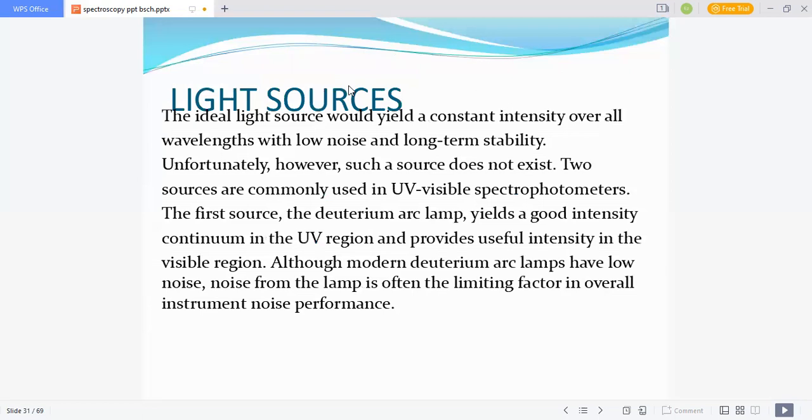Move to next slide. Light source. The ideal light source would yield a constant intensity over all wavelengths with low noise and long term stability. Unfortunately, however, such a source does not exist. Two sources are commonly used in visible spectrophotometers. The first source, the xenon arc lamp, yields a good intensity continuum in the UV region and provides useful intensity in the visible region. Also, modern xenon arc lamps have low noise. Noise from the lamp is often the limiting factor in overall instrument noise performance.